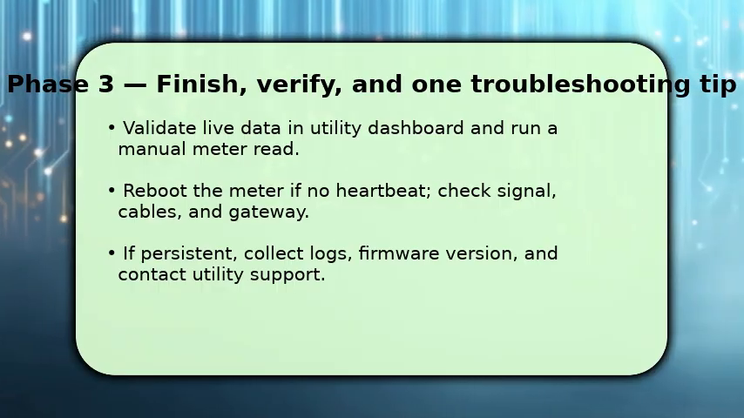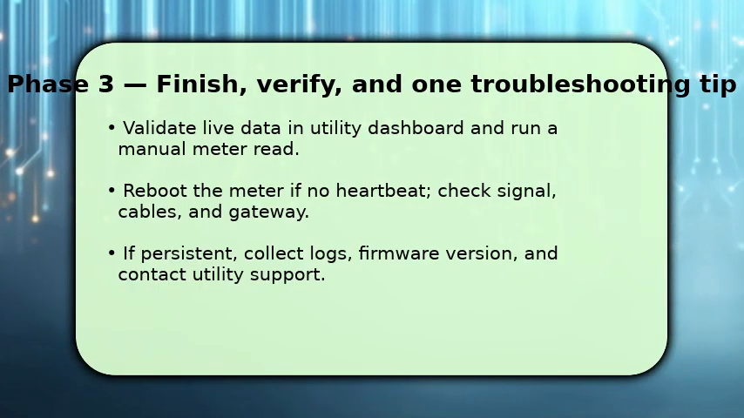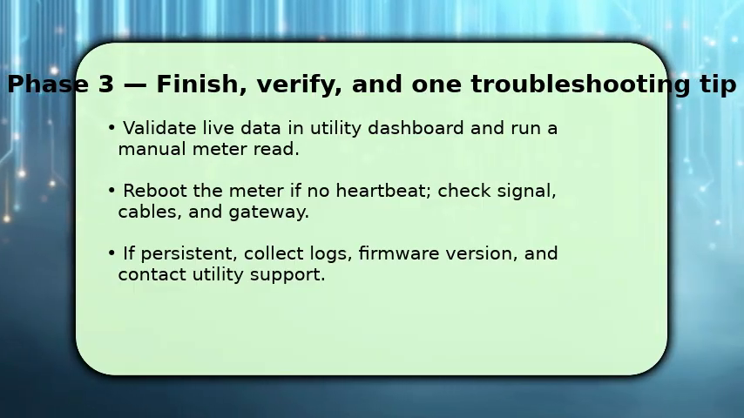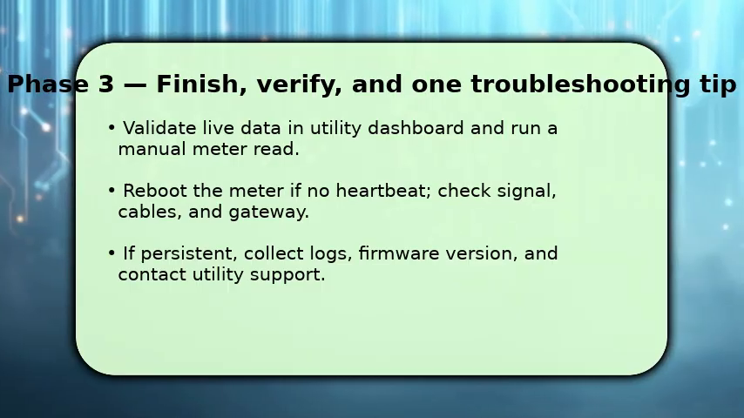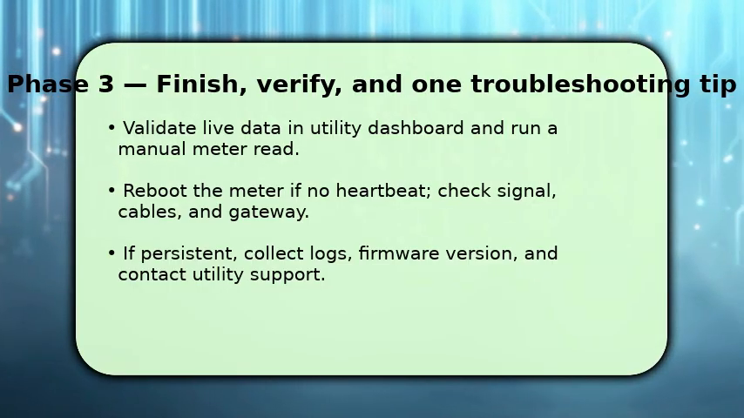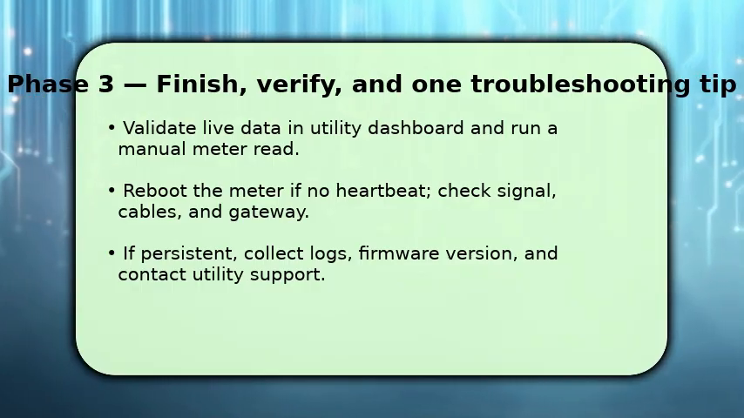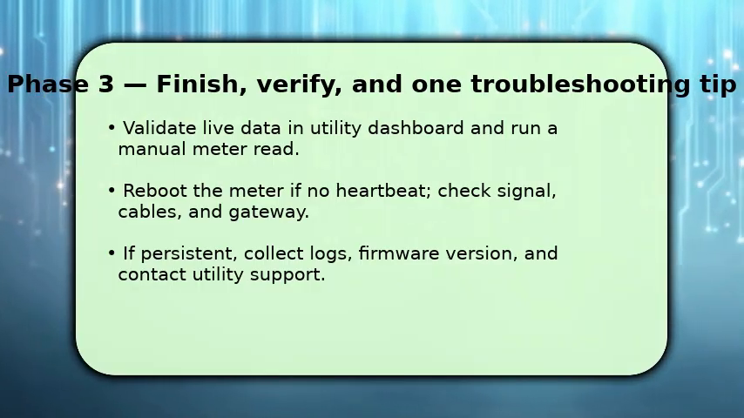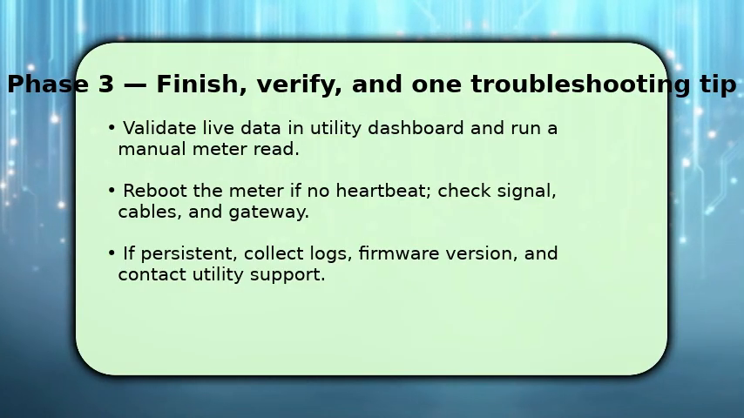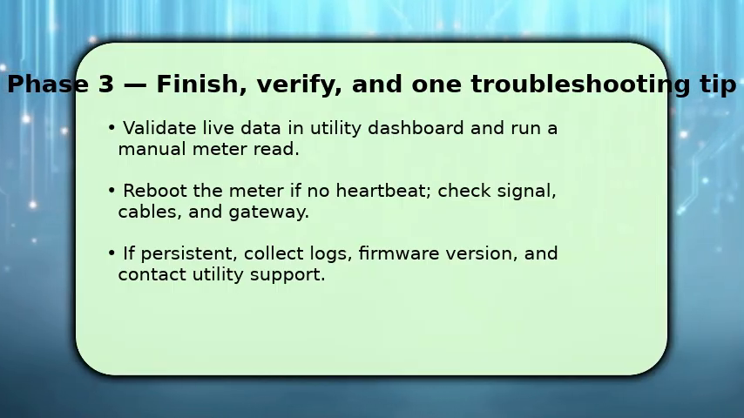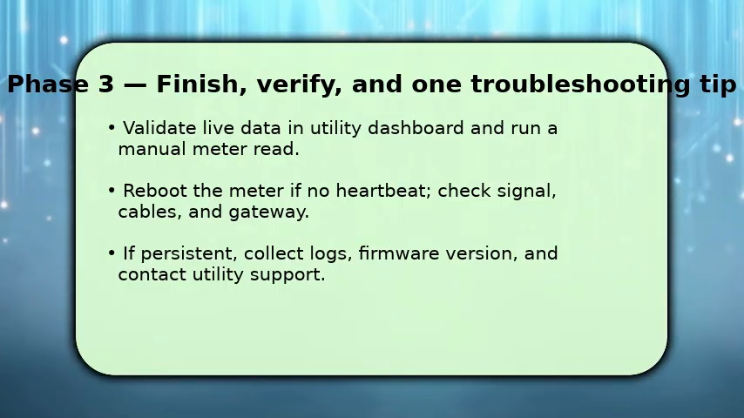If the meter fails to send a heartbeat, reboot it, then recheck signal strength, wiring, and gateway routing. If problems persist, collect the meter logs, firmware version, error codes, and timestamps. This speeds support. One key troubleshooting tip: when intermittent connectivity occurs, swap to a known good gateway or a temporary hotspot to isolate whether the meter or the network is at fault.